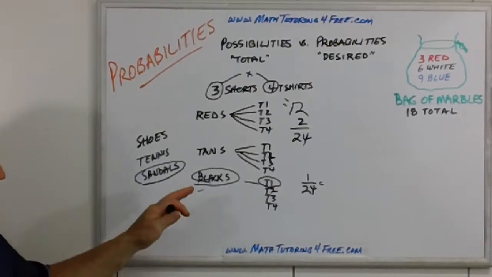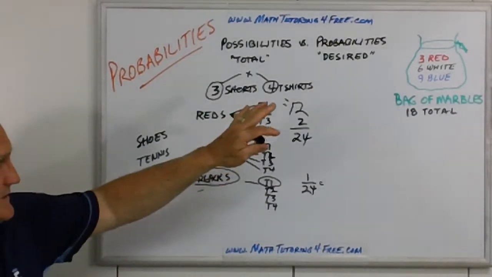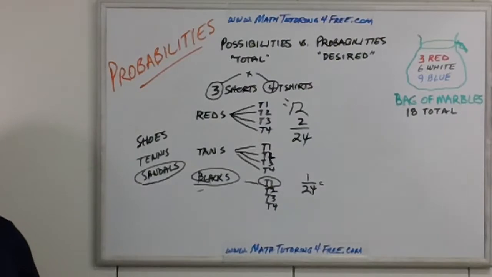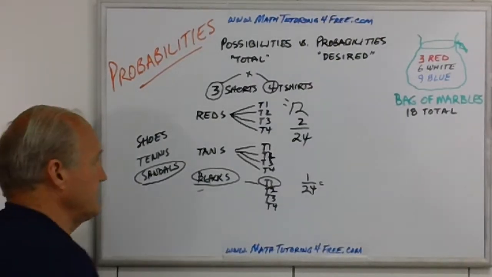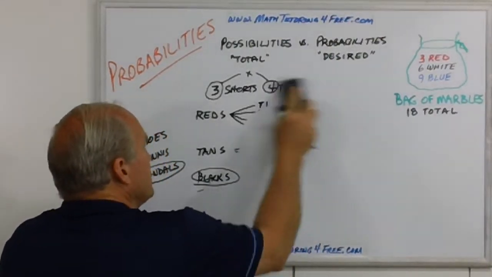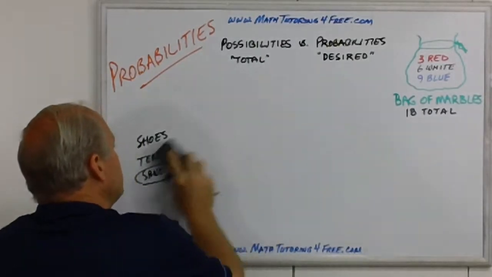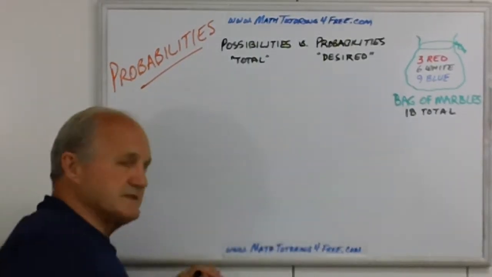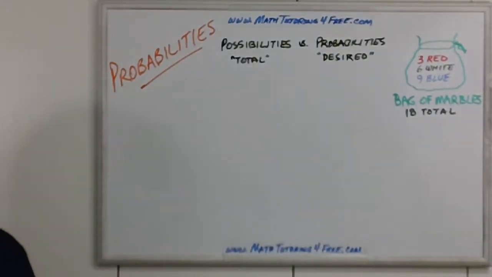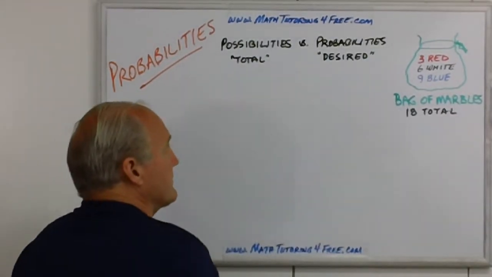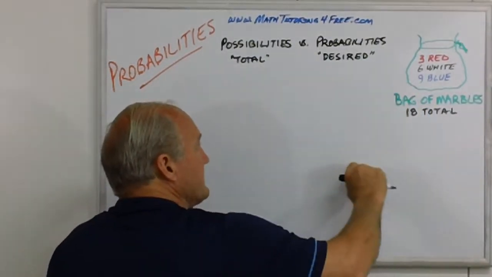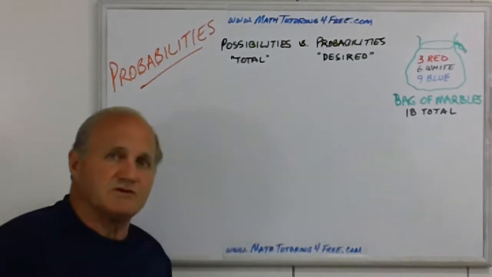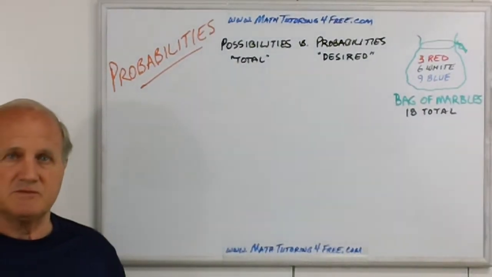Okay, it's a little more difficult with shirts. Let's go to the proverbial bag of marbles. I think everybody's had these kinds of problems. And let's say, in my example here, we have 3 red marbles, 6 white marbles, and 9 blue marbles for a total of 18 marbles.